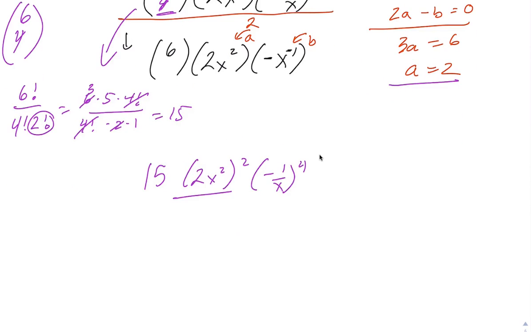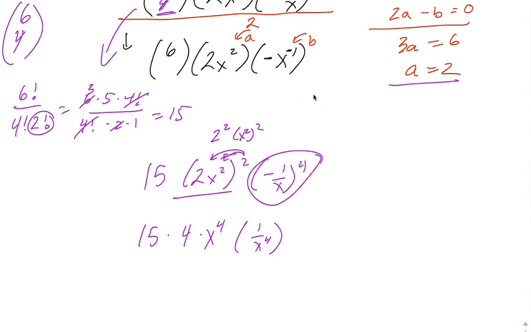Simplify this down. Now keep in mind, this square goes to both of them. A lot of people forget that. So it's 2 squared, x squared. So that'll be 15 times 4 times x to the 4th. This one, you're taking a negative to an even power, that makes it positive, so it'll be 1 over x to the 4th. Simplify. These cancel. I just get 15 times 4, which is 60. And that's the answer. That's it for this review video.